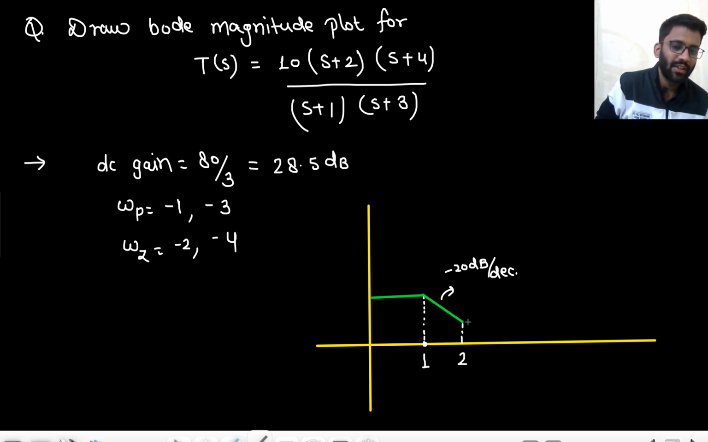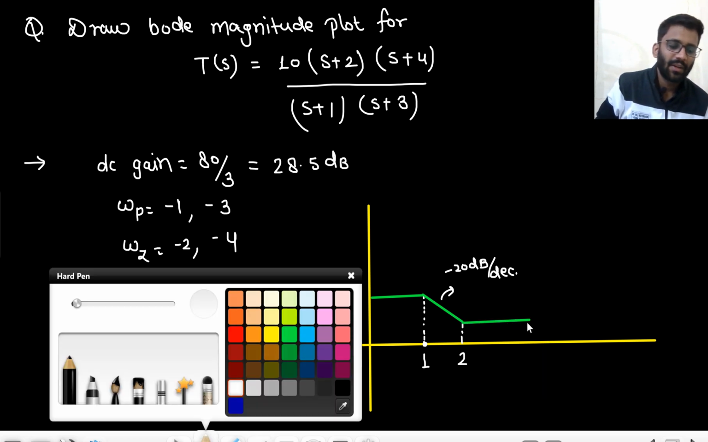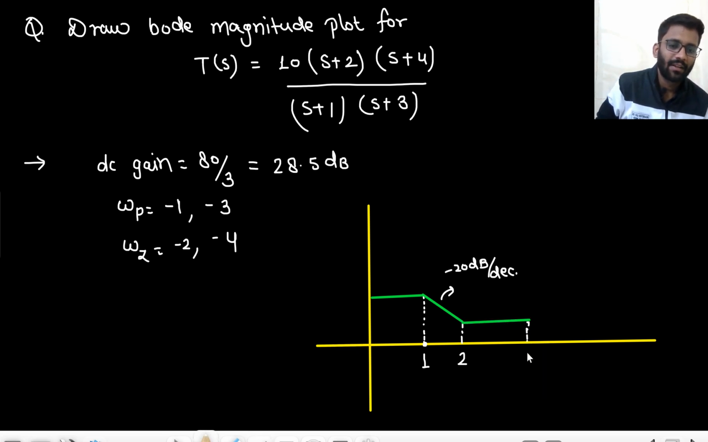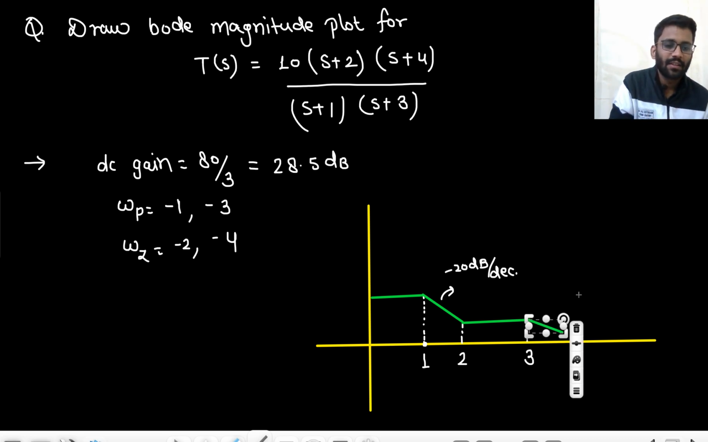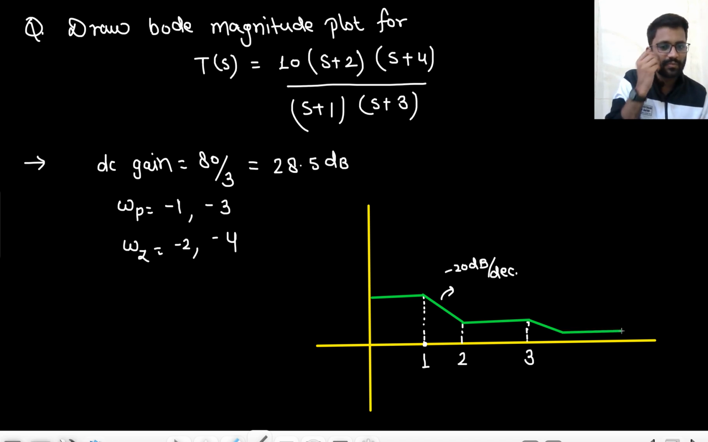0. So that means -20 plus 20. Basically this you will get. Right? Then you are encountering a pole again. If you are encountering a pole again, -20 plus 20, that means 0 dB, and then again -20. So again it will go down. And at 4 you are encountering a 0 again. So this is how the graph will go.